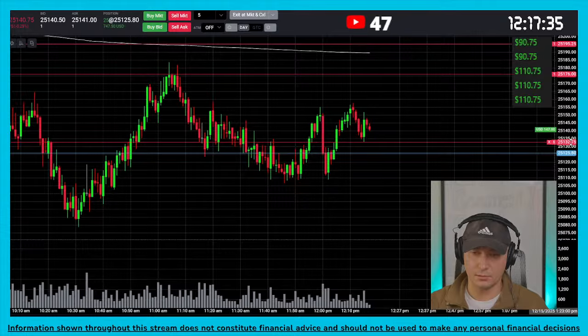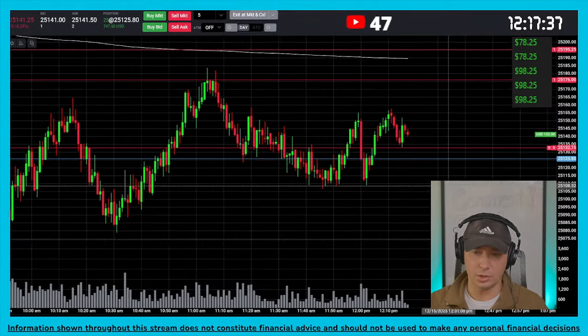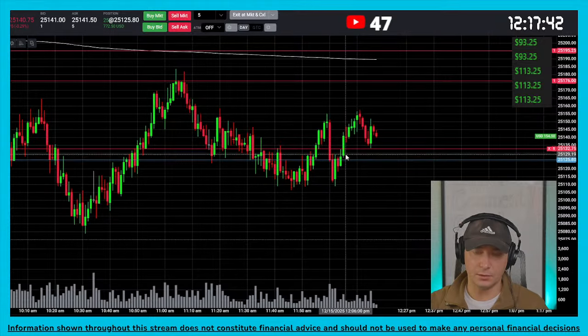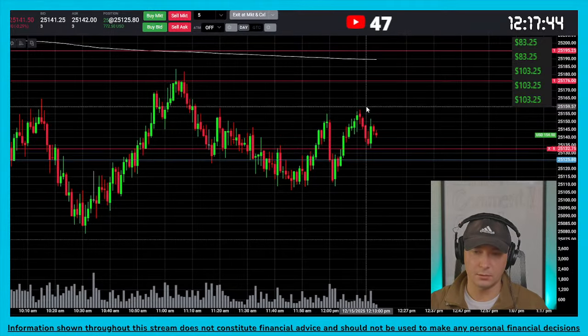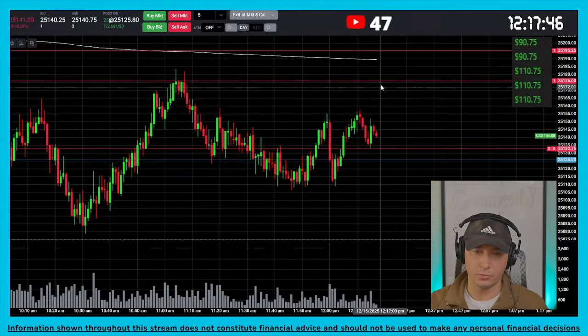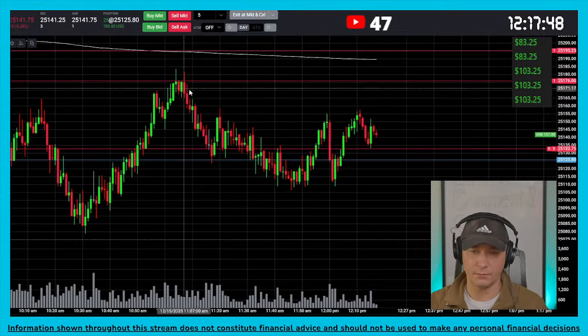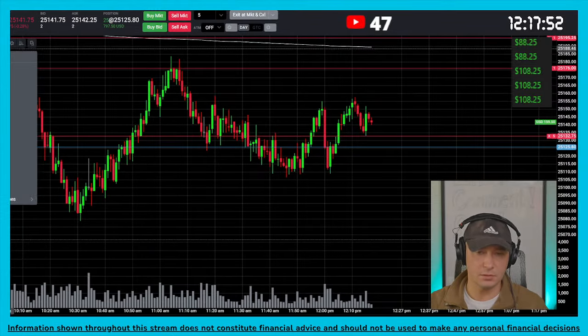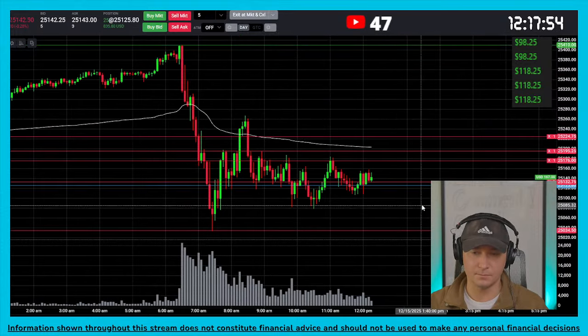NASDAQ, I think I got a trail, so it could chop a bit. It looked good until I pulled back here. That's where I added in. But we really need to break above this level here. These levels. Just still kind of in that choppy zone.